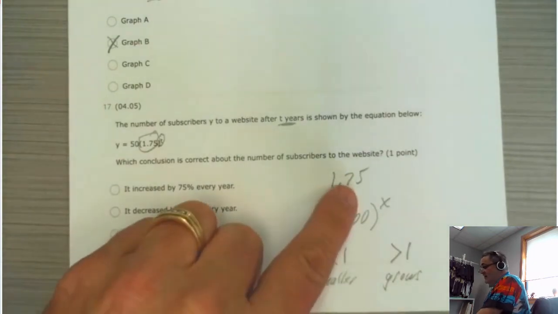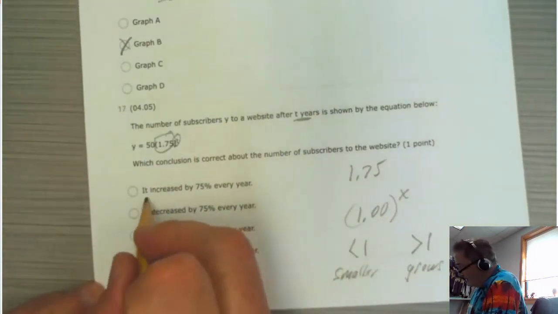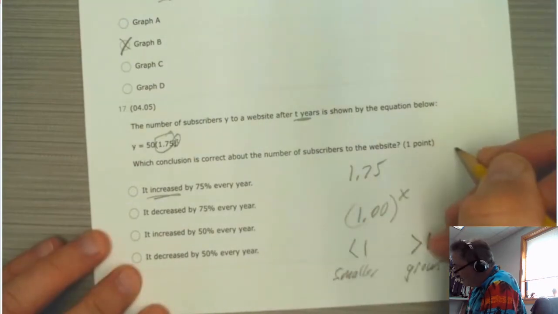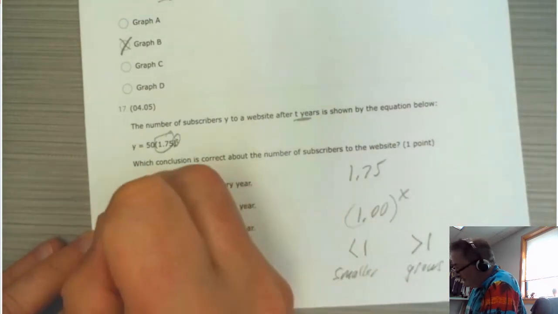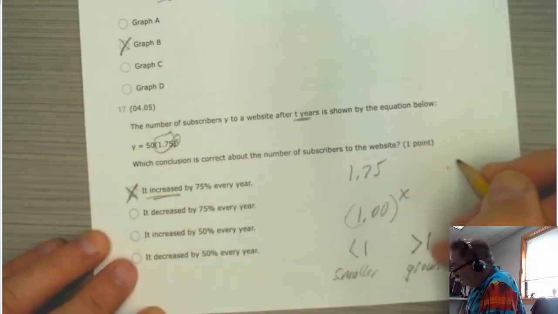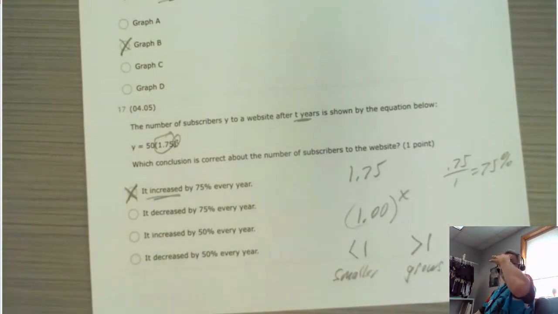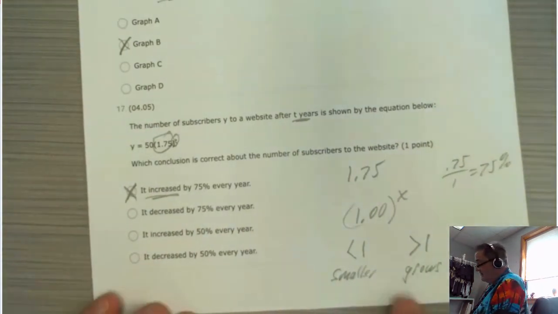This is bigger than 1. It's growing, it's increasing. How much bigger is it? 0.75. 0.75 in percentage is 75%, because 0.75 out of 1 equals 75%. Right, 75%, 0.75, 75%.